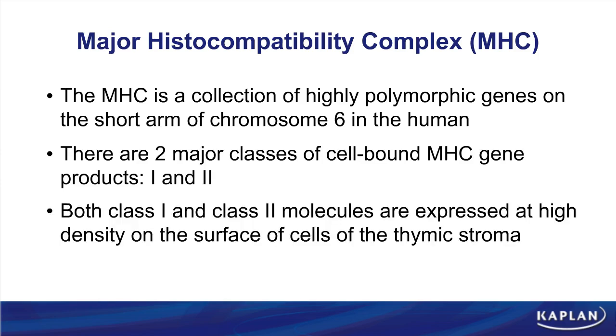Now, both class 1 and class 2 are both expressed at a very, very, very high density on the stromal cells of the thymus. Now, we're going to find that that is not the case on the cells with the remaining tissue in the body. There's actually a very unique distribution of class 2 molecules versus class 1.